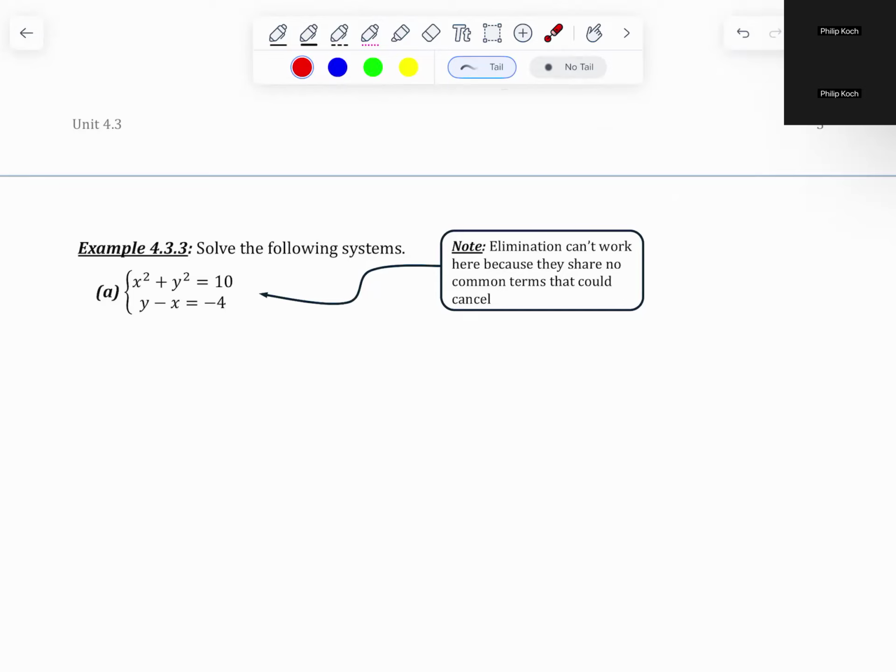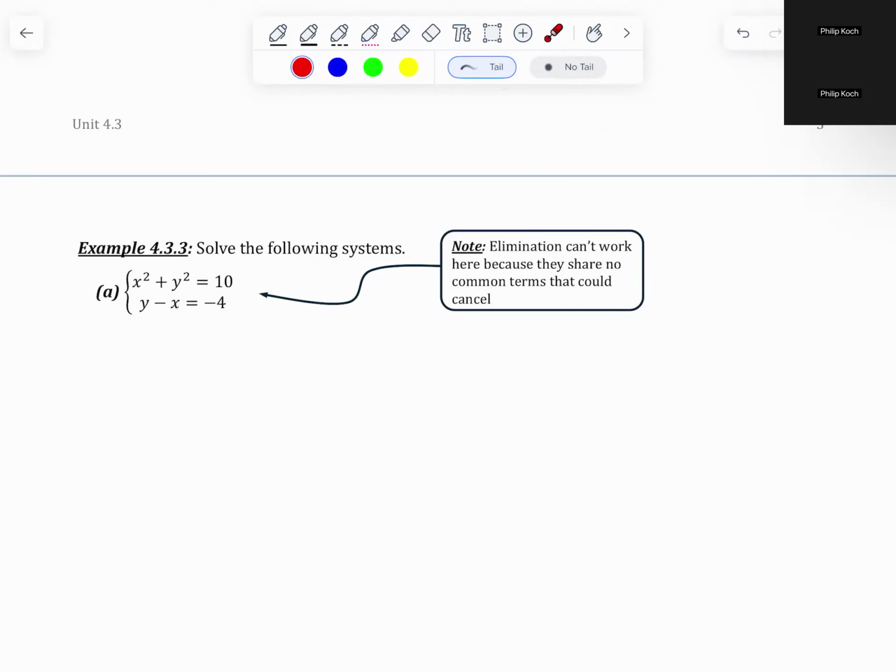This one, x squared plus y squared equals 10, and then y minus x is equal to negative 4. This one, elimination cannot work because the first equation is only dealing with x squareds and y squareds, whereas the second equation is working with only y to the first power and x to the first power. So they don't share anything in common. I mean, sure, you might be able to try and square the equation, and that might work. But once again, as we were talking about, it kind of leaves things a little bit messy if you do that. That's kind of like a last resort.